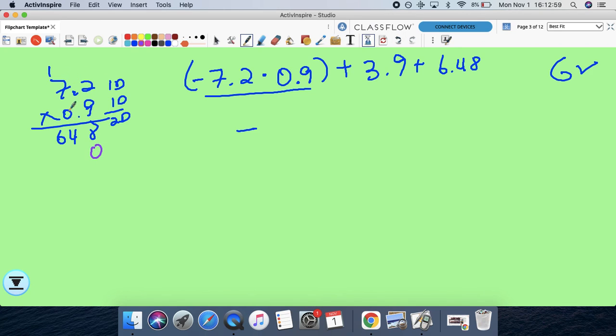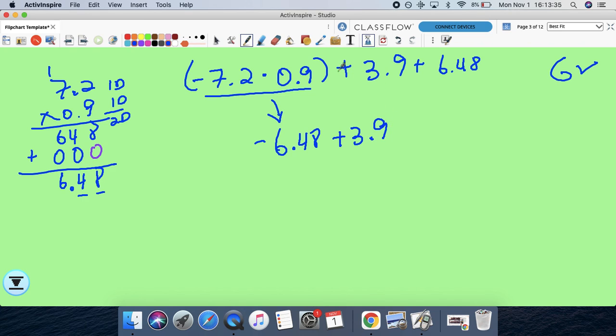Next line will be a 0, and you're obviously going to put a 0. So 0 times 2 is 0. 0 times 7 is 0. So notice that we don't need to do the zeros, right? We don't need to do it, but yeah. 8, 4, 6. Where did the decimal go? Right here, because I need 2 decimal places. So the answer to this is negative 6.48. We're going to do plus 3.9.